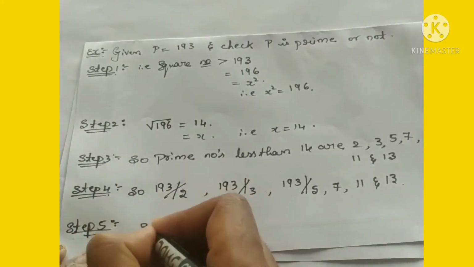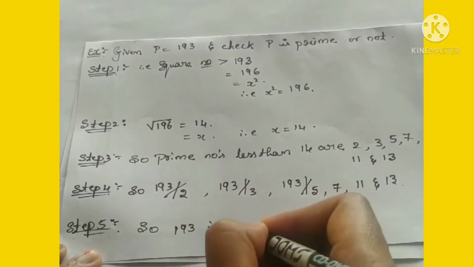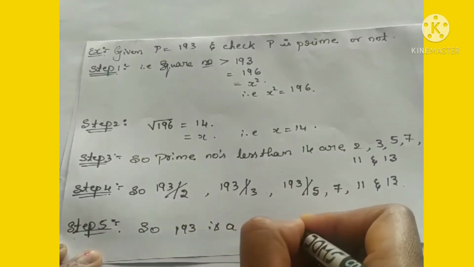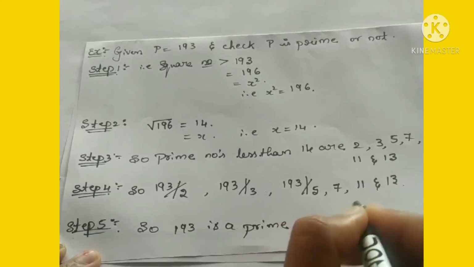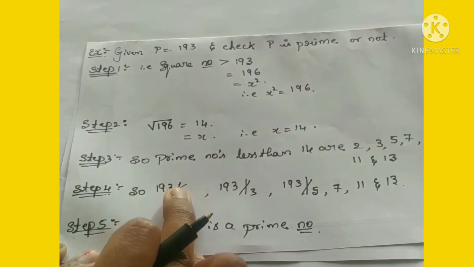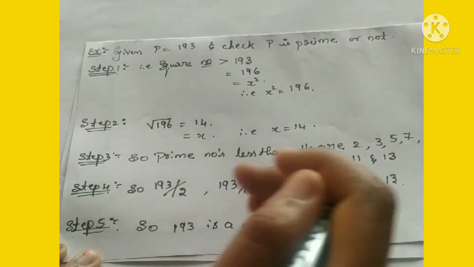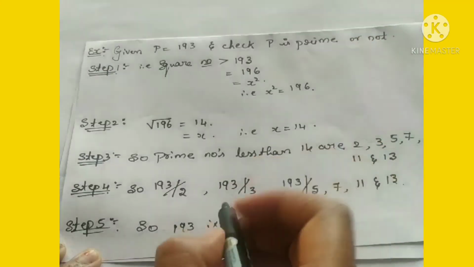So 193 is a prime. Why is 193 a prime number? Because none of these numbers divide 193. So we call 193 a prime number. This I have written according to the steps. Okay.